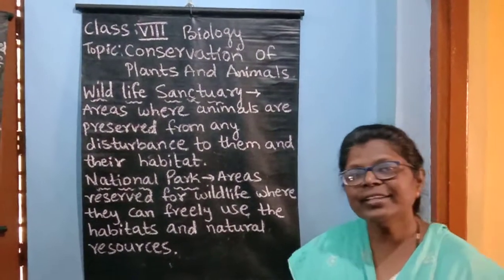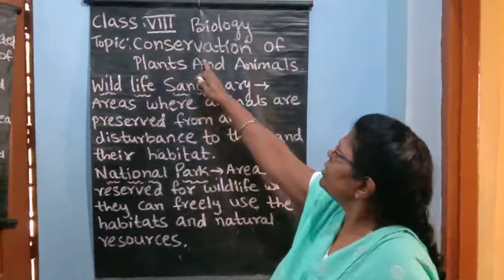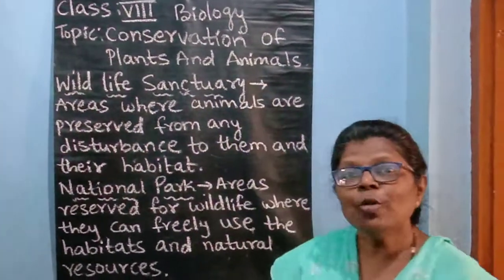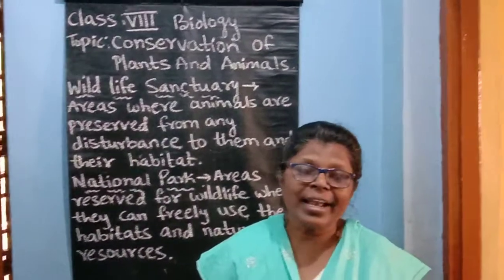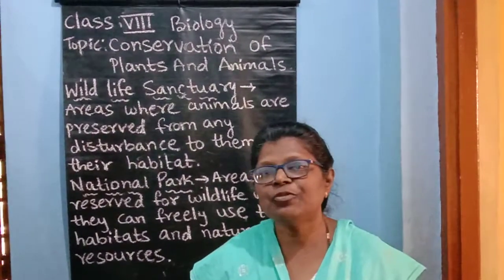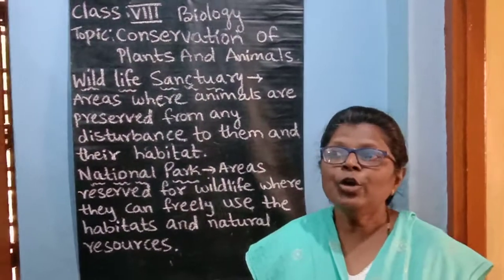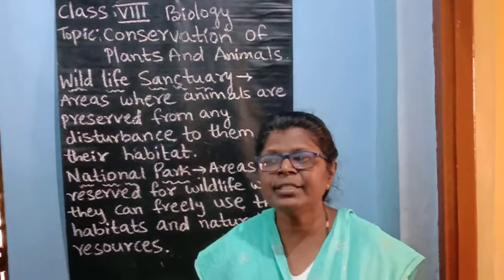So today let us start a new chapter. The name of the chapter is Conservation of Plants and Animals. You might have heard about National Park, Zoo, Wildlife Sanctuary and Biosphere Reserve. What is the purpose of making all this? To protect our flora and fauna and their habitats.